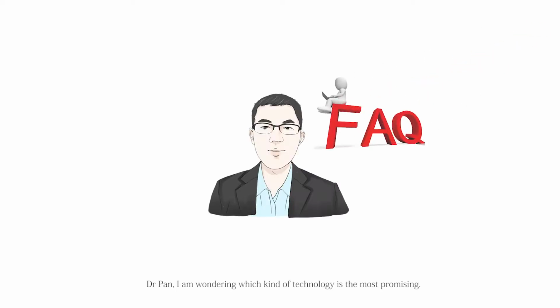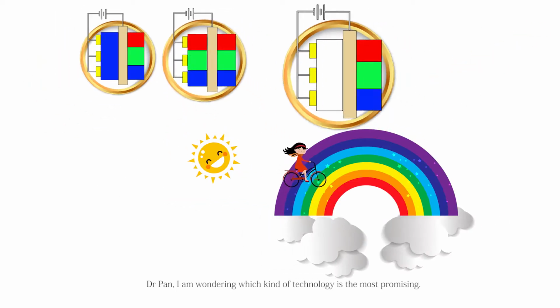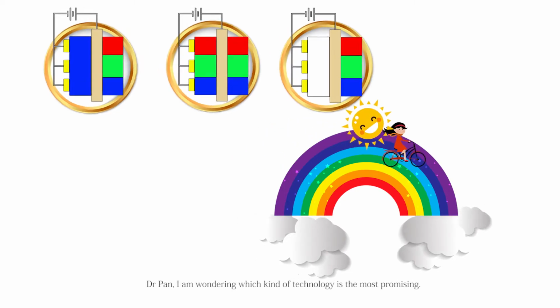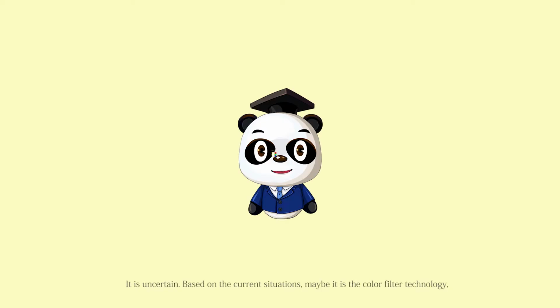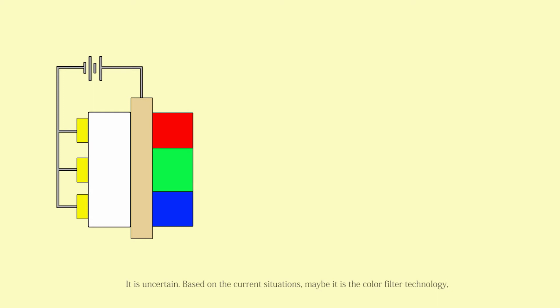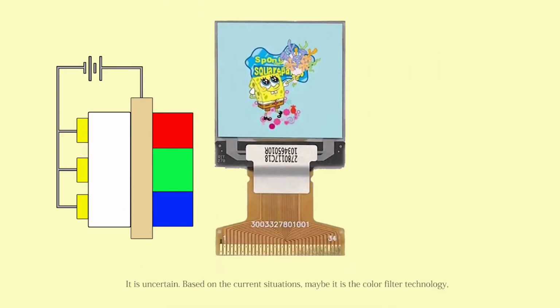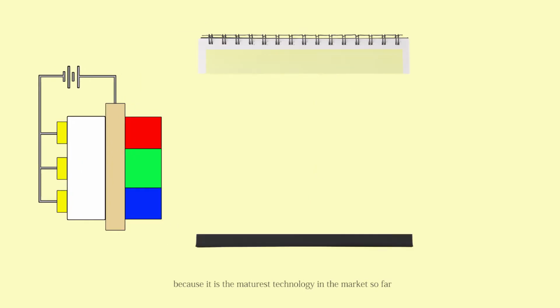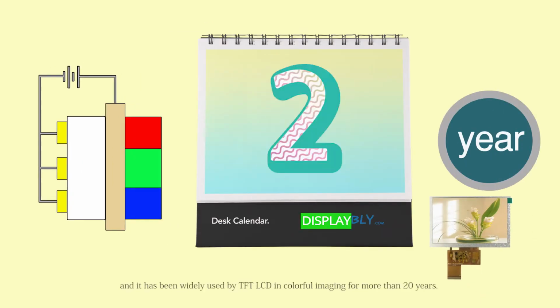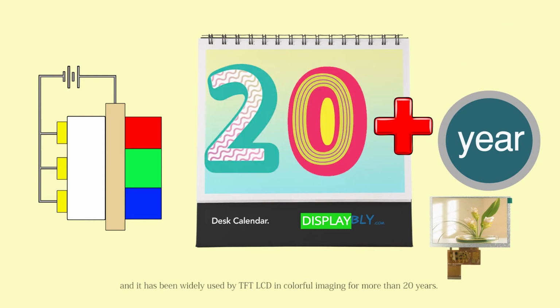Dr. Pan, I'm wondering which kind of technology is the most promising. It is uncertain. Based on the current situations, maybe it is the color filter technology. Because it is the maturest technology in the market so far, and it has been widely used by TFT LCD in colorful imaging for more than 20 years.